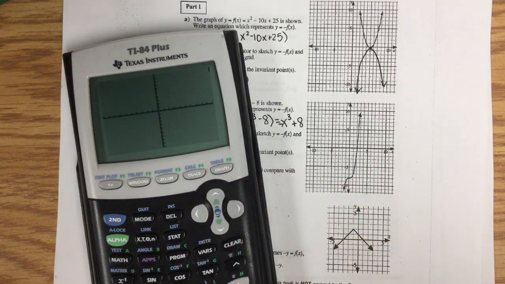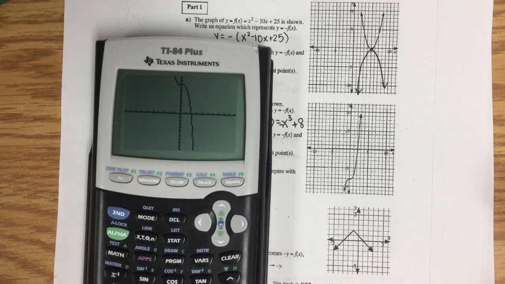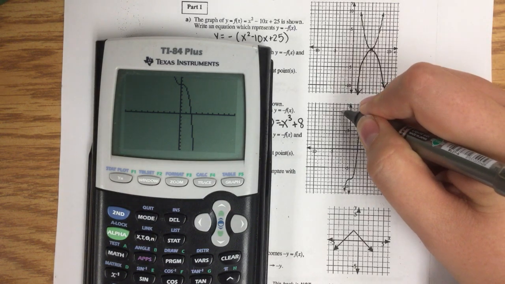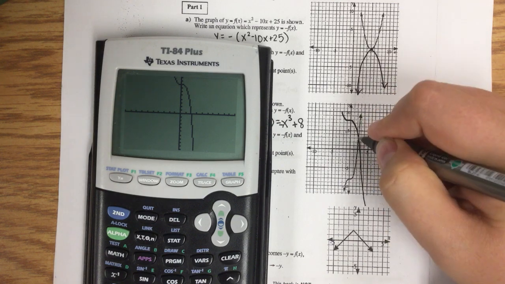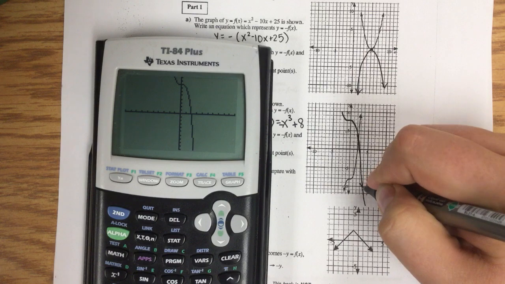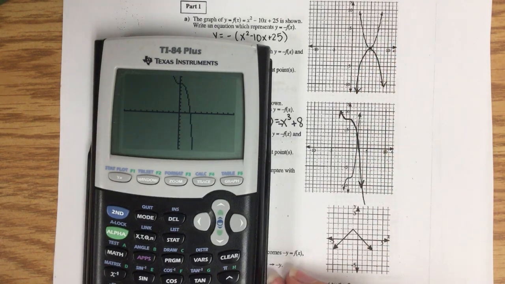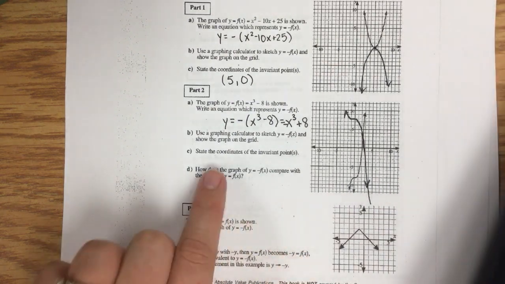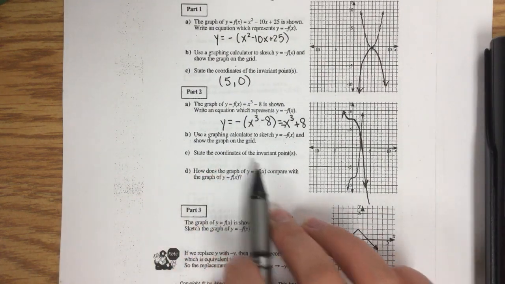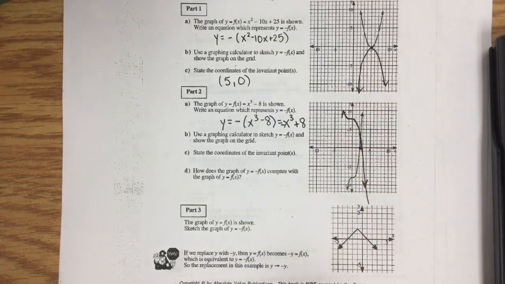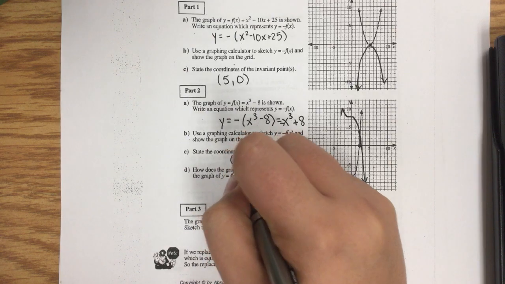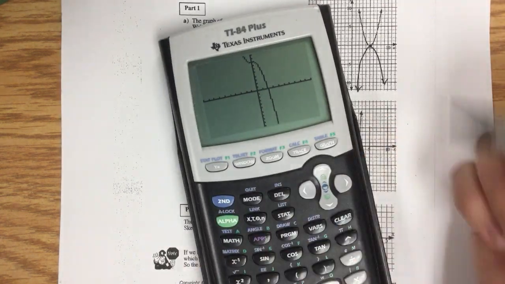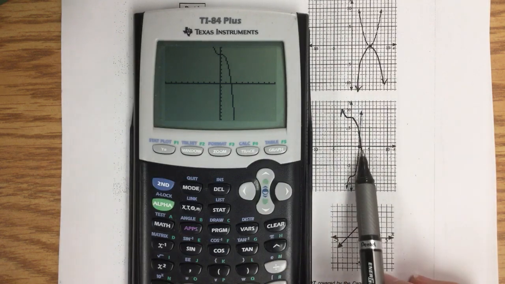In my calculator, I graph that, and it seems to have been flipped across the x-axis. Looks something like that. That's a little bit off. Going down and up that way. And so again, state the coordinates of the invariant point. Well, I had one invariant point right there on the x-axis. That is at 2, 0. You can see it better on the calculator that it actually goes through 2, whereas my drawing is a little bit off.